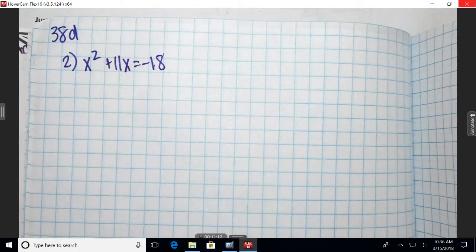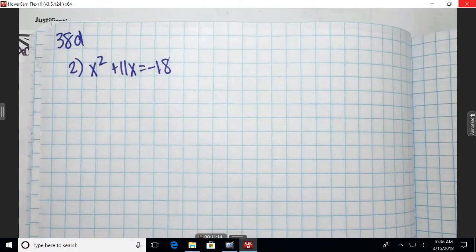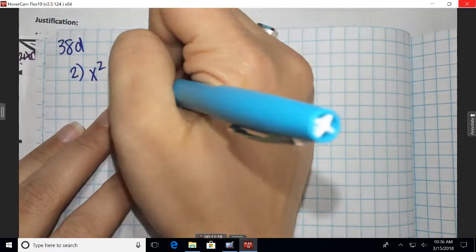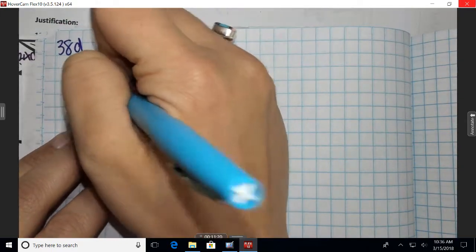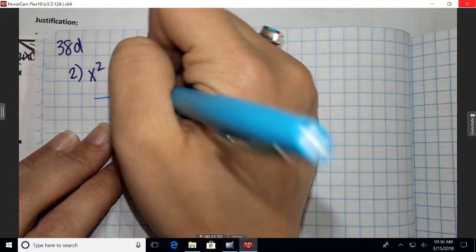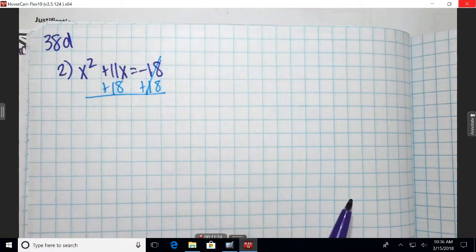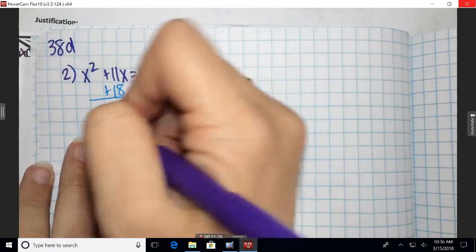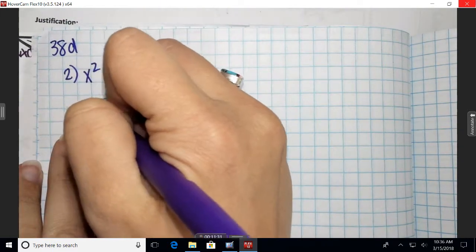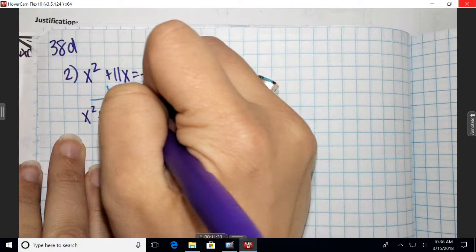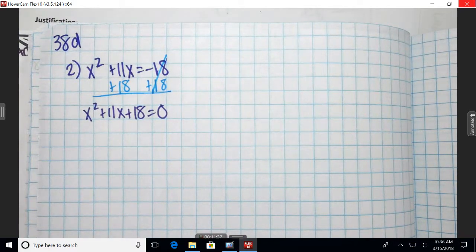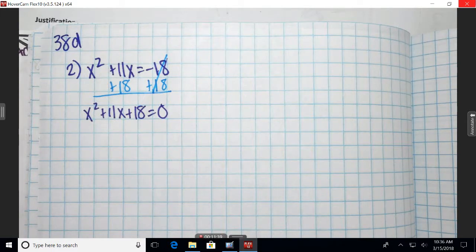Alright, now our first step is to get the quadratic equal to 0. So how would we move that 18 so that our quadratic equals 0? We'd add 18. Do y'all want to find the axis of symmetry first or factor it first? Factor.